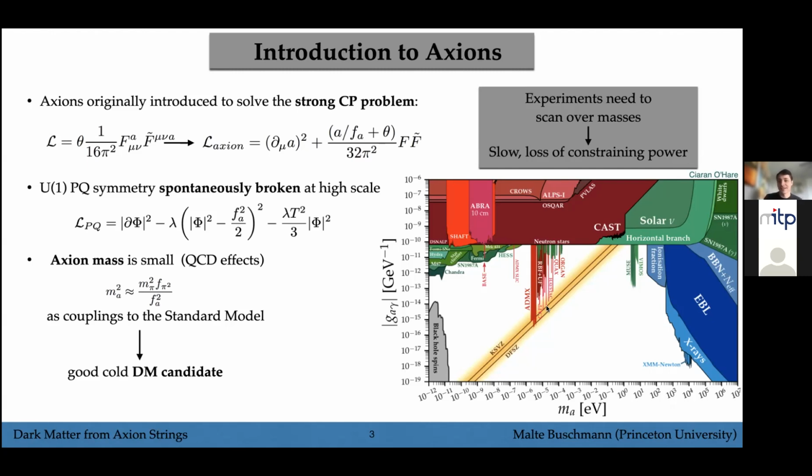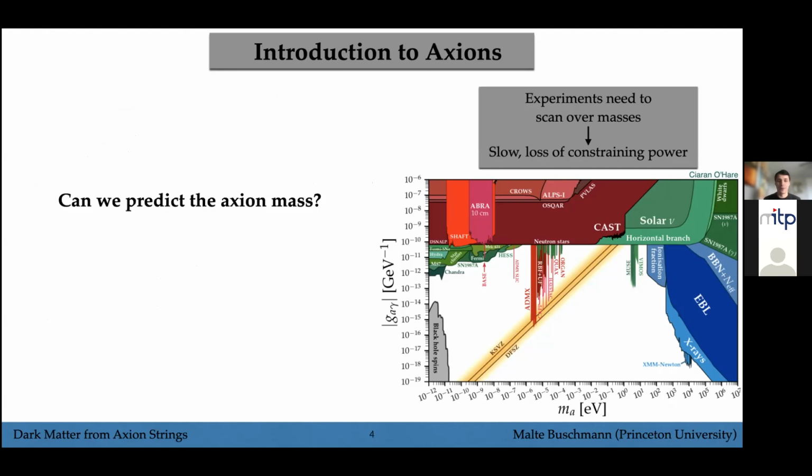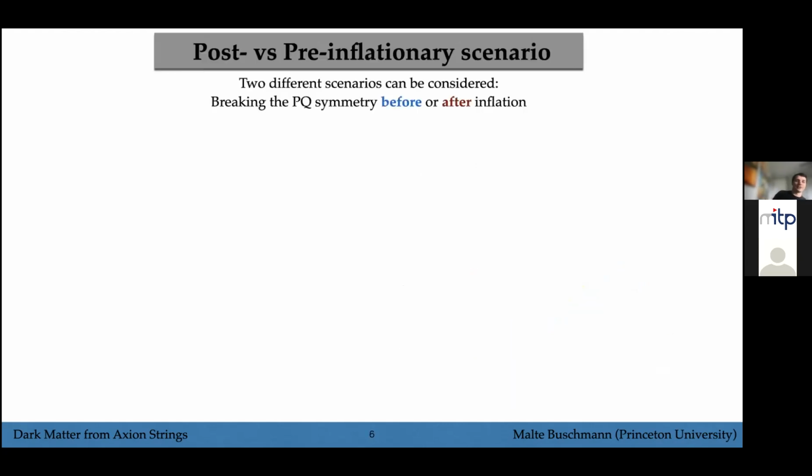So as an experimentalist, it would be really great if one could have a prediction for the axion mass that you can focus on first and start looking there. So the question is, can we predict the axion mass? And the clear answer is it depends. The reason it depends is because there are several different scenarios one can consider, mostly two: the post- and the pre-inflationary scenario. Those two scenarios differ in whether you break the PQ symmetry before or after inflation, and they turn out to be phenomenologically very different.